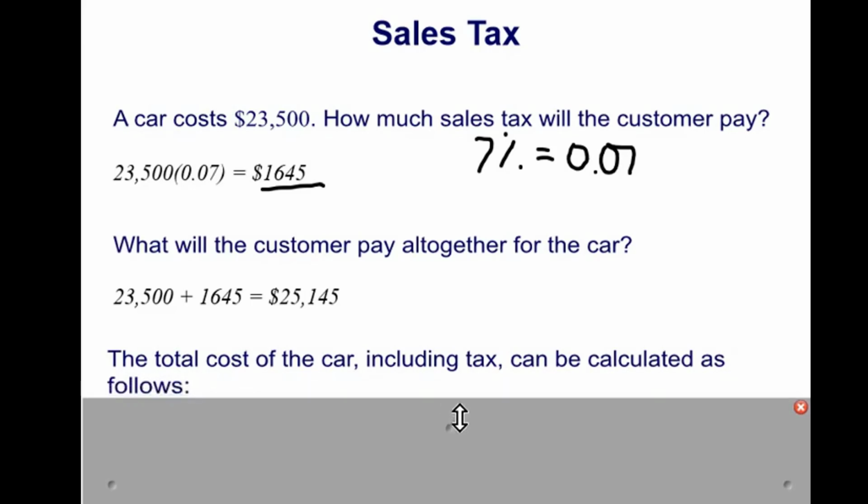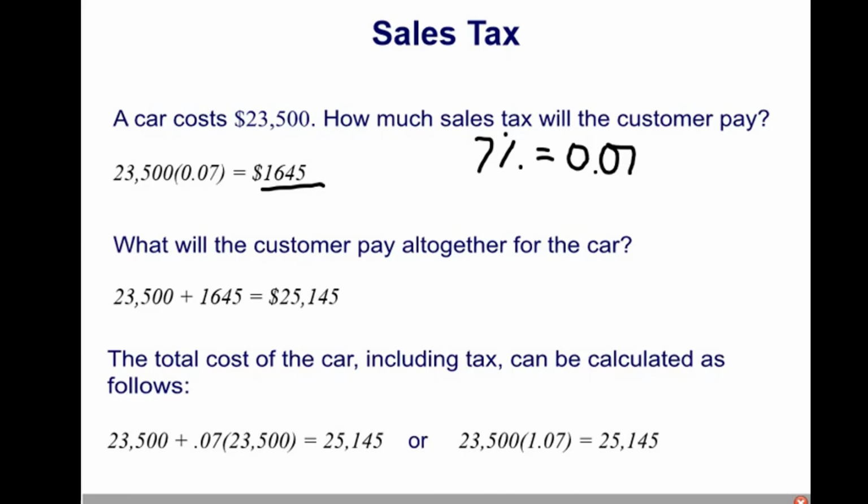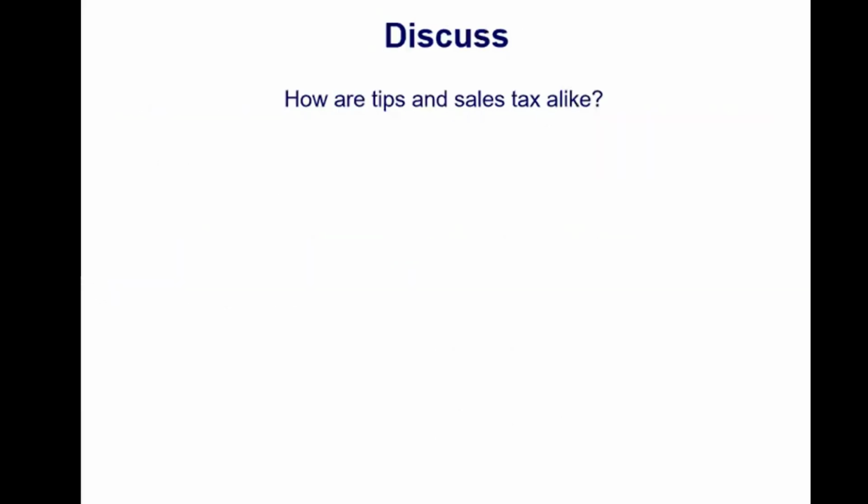The total cost of the car, including tax, can also be calculated using our other two methods, where we're adding the tax to the original price, or we're using the total percentage of 100% plus 7%, which is 107%, or 1.07. So how are tips and sales tax alike? You can discuss, there's many different ways that they're alike. One of the main ones is that they're both an increase to your original price.